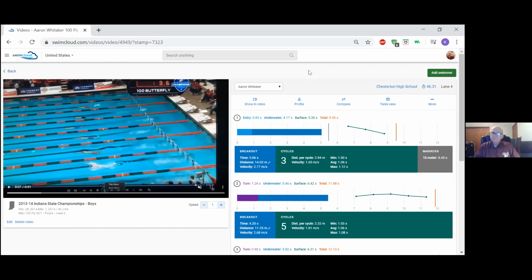There was a question asked about pulling video off of another program like Huddle or something else. Typically, I have never worked with Huddle, but all you need is a video file either from your phone or a computer, and it can be uploaded to SwimCloud to do this data analysis.